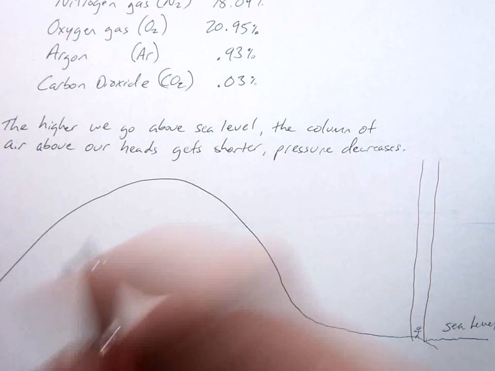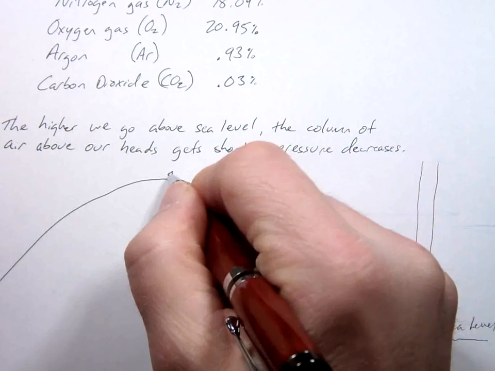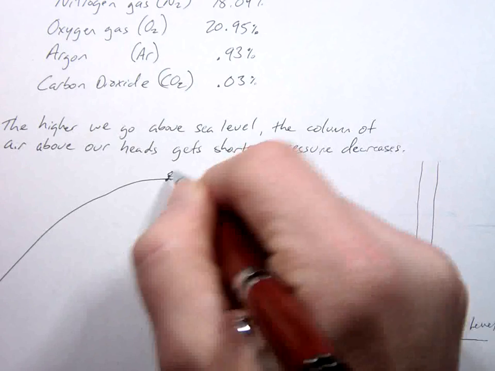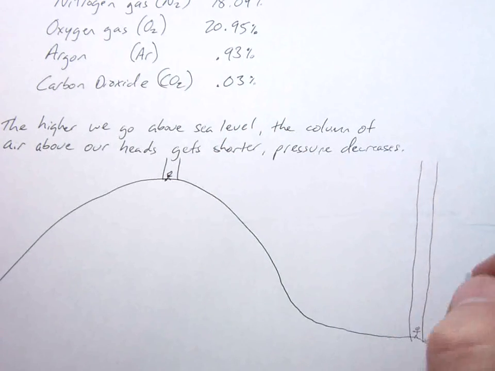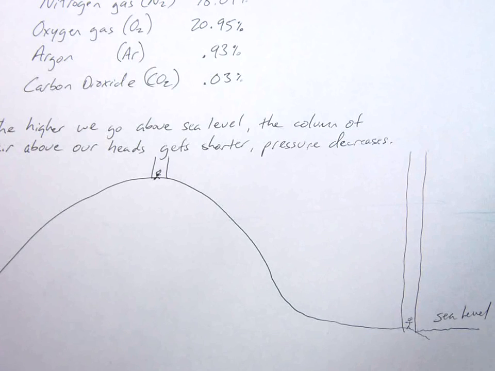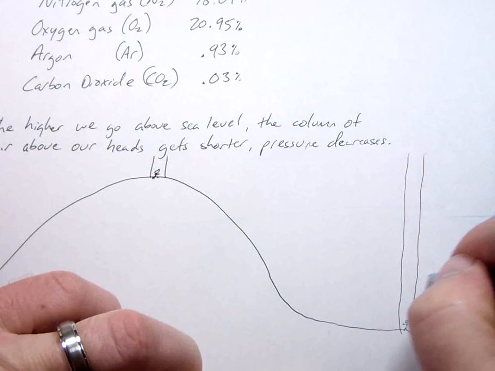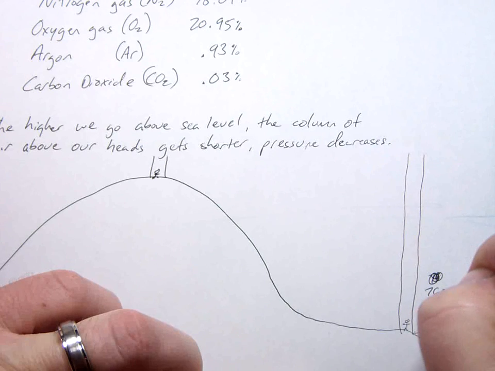Now, the higher up we go, that column gets substantially less, and evidently the pressure on our body does too. This column is shorter. At sea level, atmospheric pressure is 1 atmosphere, which would be nice and easy, but for our purposes, so we can see these changes, it is 760 millimeters of mercury.